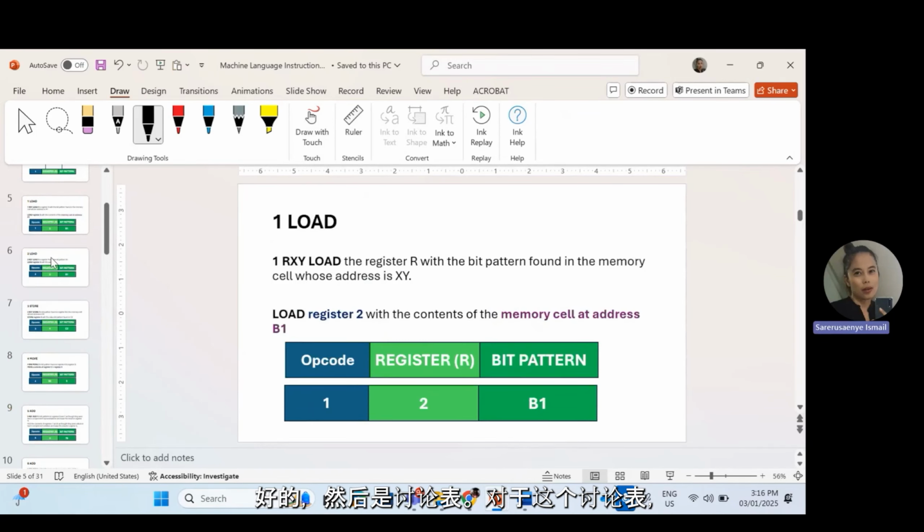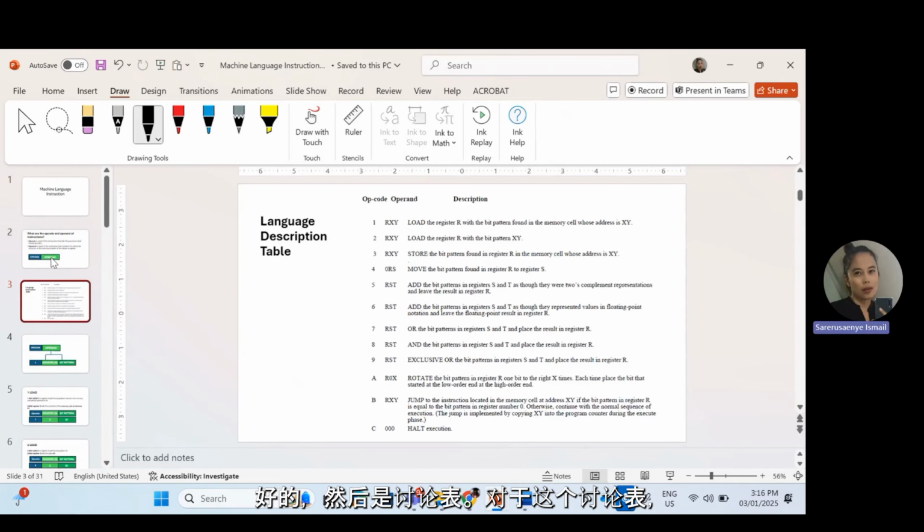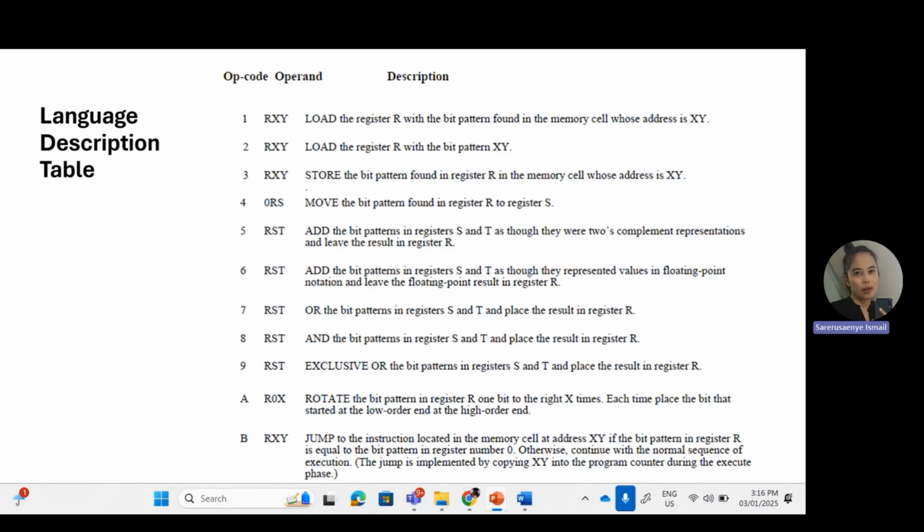And then the description table. We understand it shows how the computer understands the instructions that need to be processed between our CPU, the processor units, and the memory units.